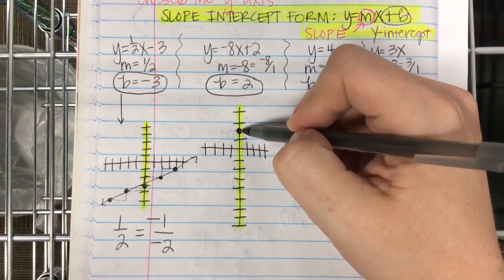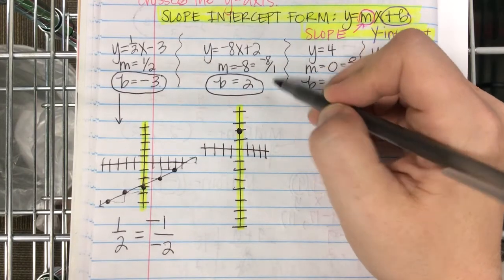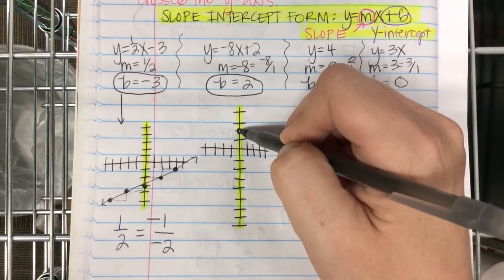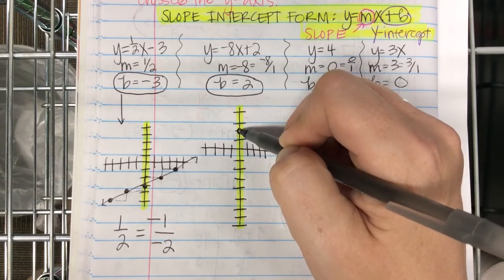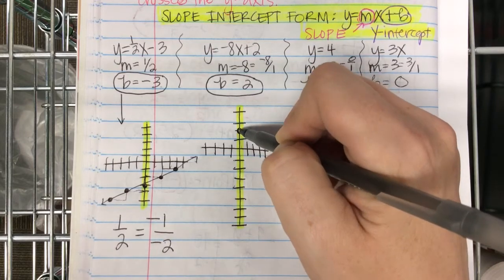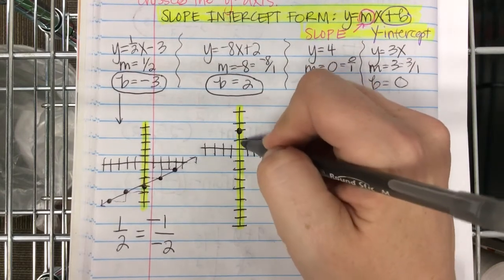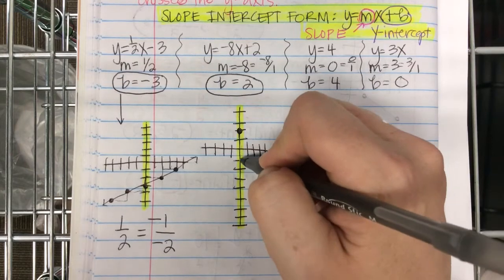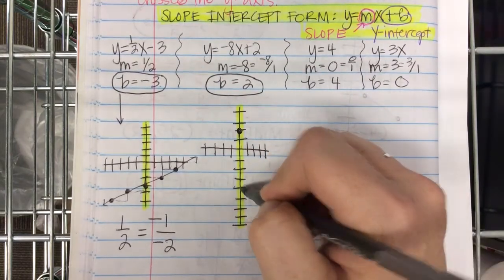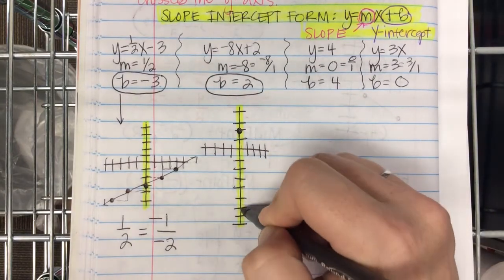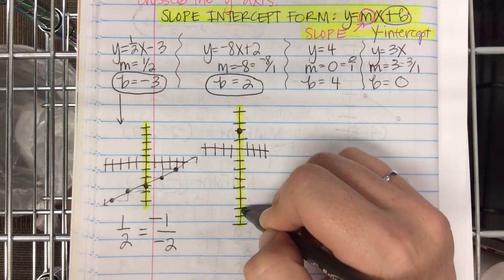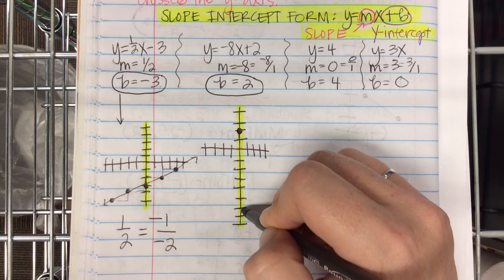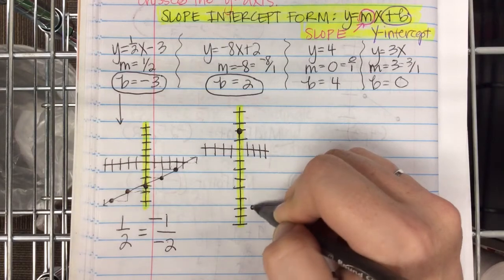So now my slope is -8 over 1, which is rise over run. So how do you go up -8? Can you? No. What is it? Down 8. 1, 2, 3, 4, 5, 6, 7, 8. I go down 8, and it's a positive 1, so which way do I go now? To the right 1.